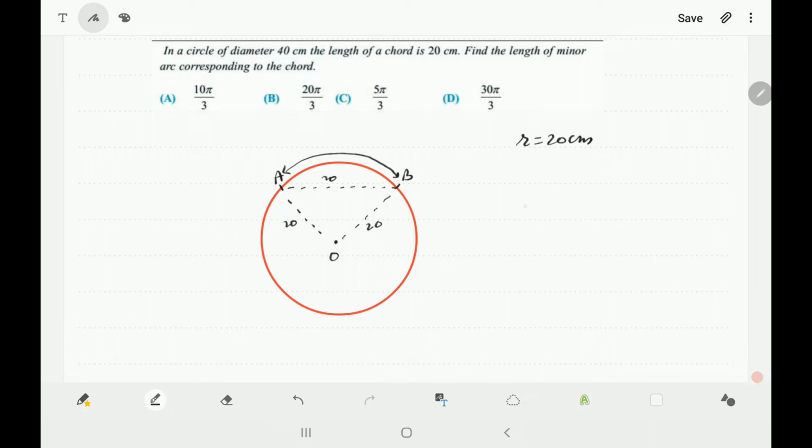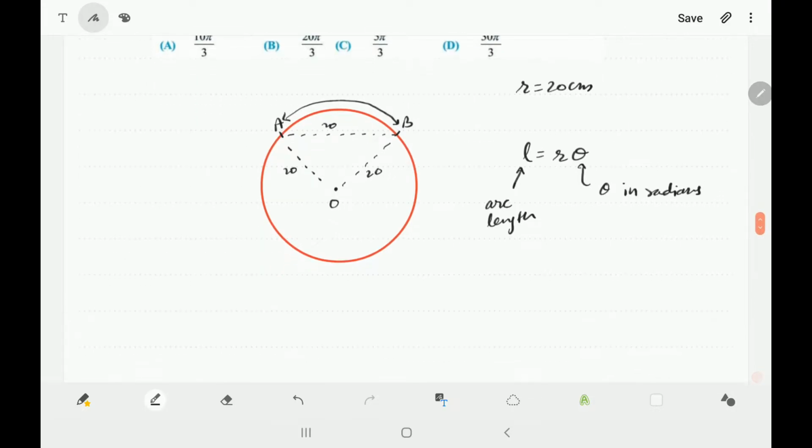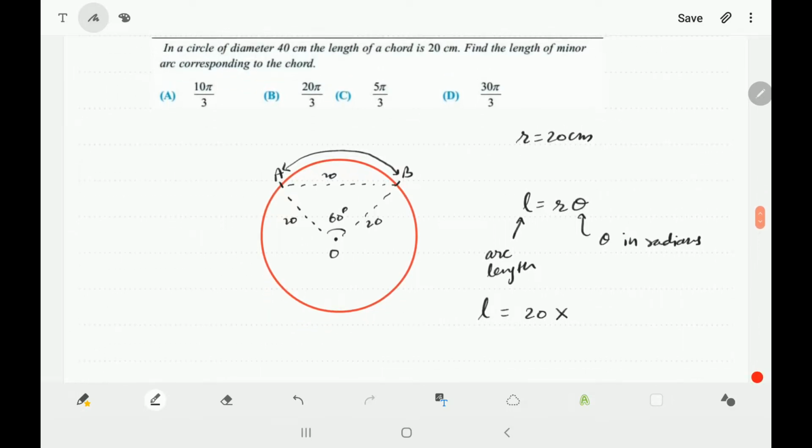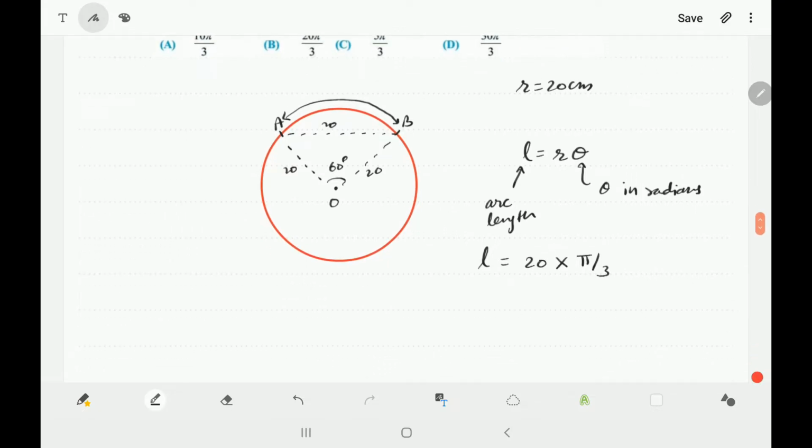So I already told you a formula that L is equal to R theta, where L is the arc length, R is the radius, and theta is the value of the angle subtended by the arc at the center in radians. Theta is in radians. Because you already know this triangle OAB is now an equilateral triangle, this angle will be 60 degrees. So we can easily write L is equal to R, which is 20 centimeter, and theta in radians, which will be pi by 3.